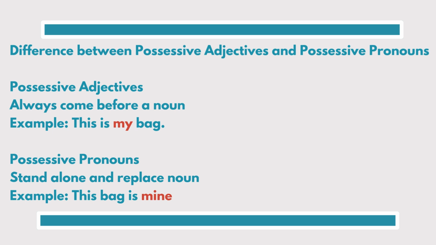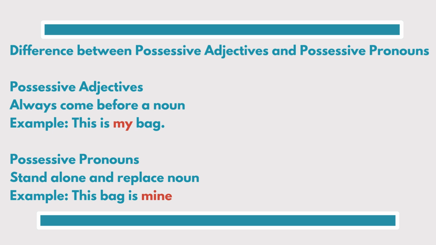For possessive adjective, we have this is my bag. So my is modifying bag. And the second example, for possessive pronouns, we have this bag is mine. So mine there is the possessive pronoun standing on its own in that sentence.